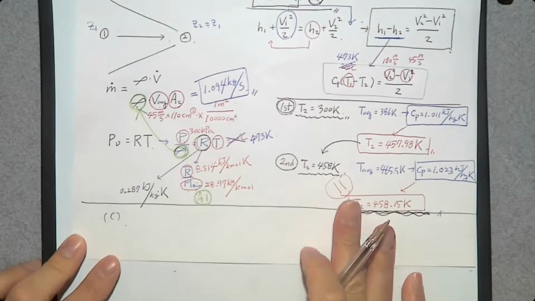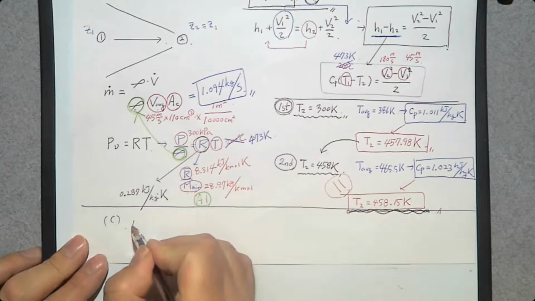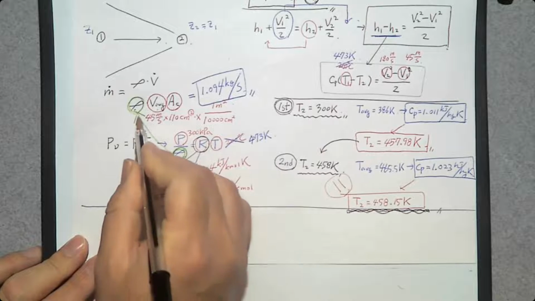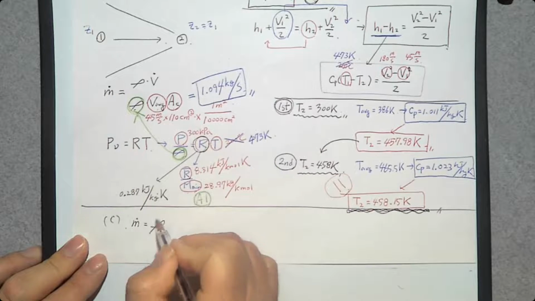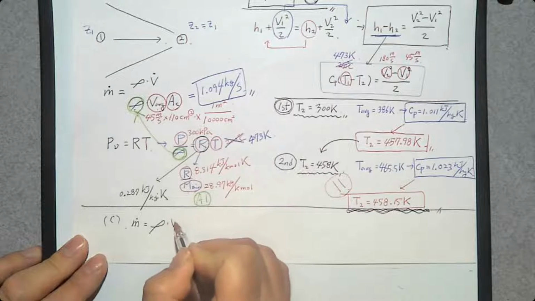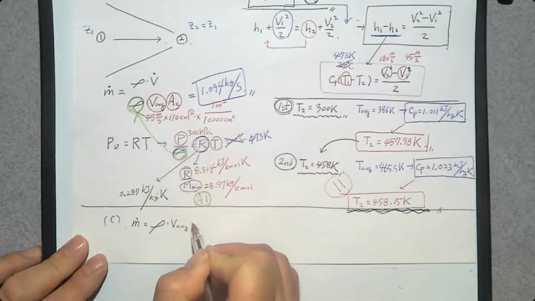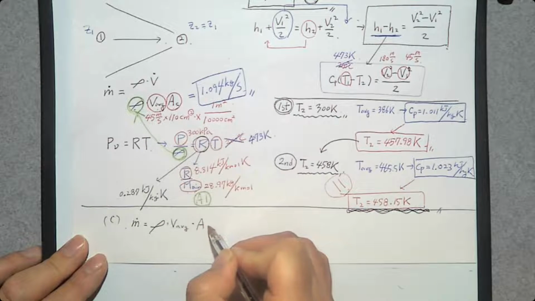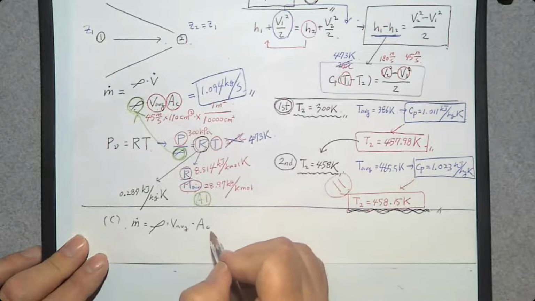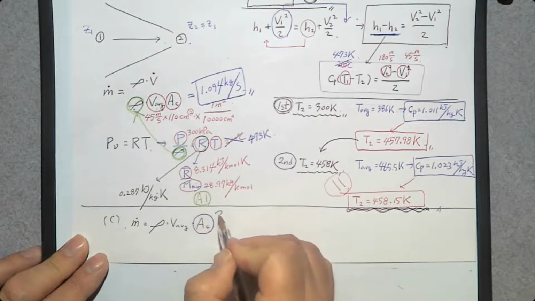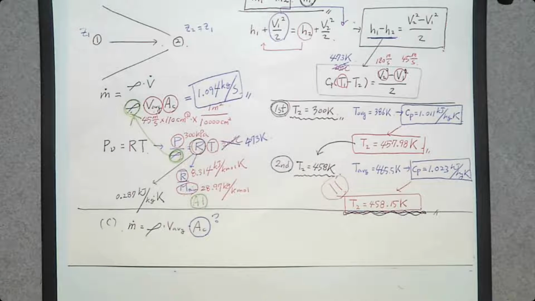So m dot is density times average velocity times cross-sectional area. So there is exit area. Then do we know the mass flow rate? Yes, 1.094.